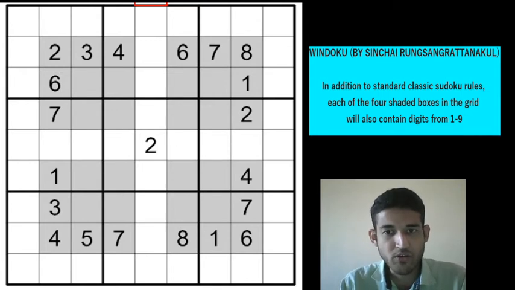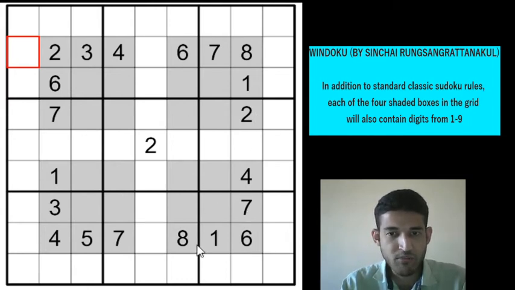Now we will move on to the rules of the Sudoku. In addition to standard classic rules where 1 to 9 occurs in each row, each column and each box, there are 4 grey shaded boxes as you can see. These are called windows and hence the name Windoku. In each of the 4 shaded boxes, the digits from 1 to 9 will occur. So we'll start solving the grid.